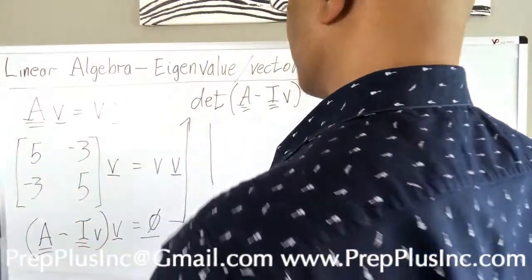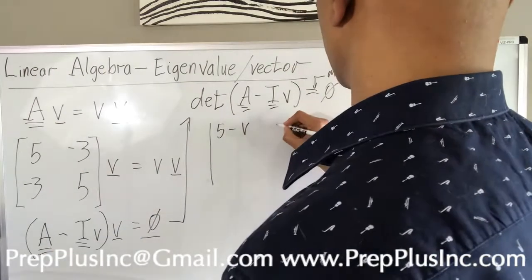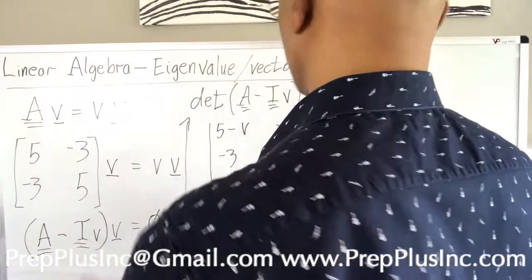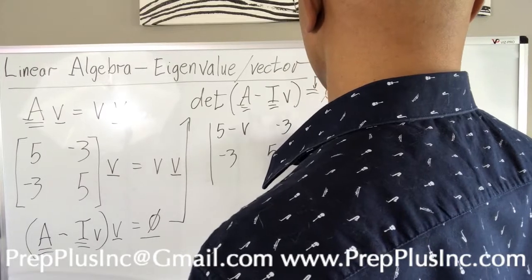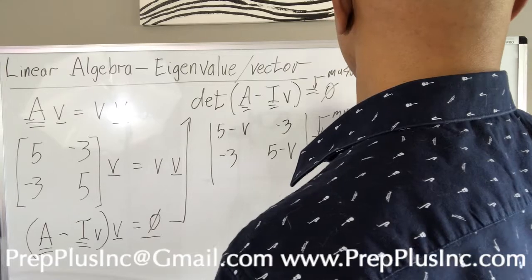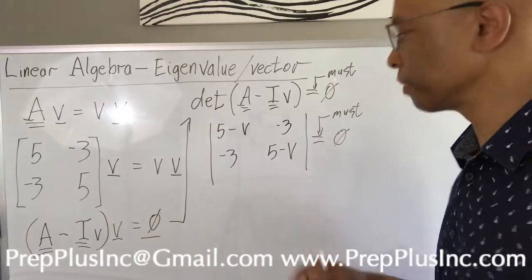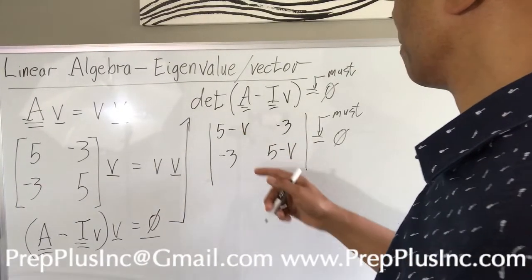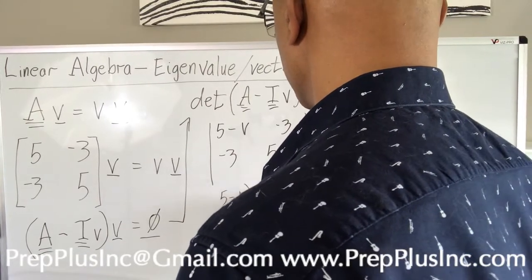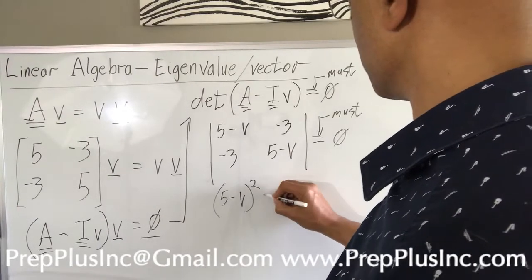So 5 minus lambda, minus 3, minus 3, 5 minus lambda. This determinant must equal 0. All I've done is written out the characteristic equation. So this times this minus this times this. So 5 minus lambda squared minus 9.